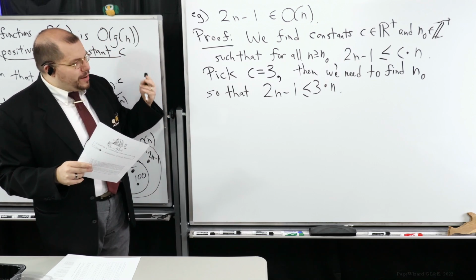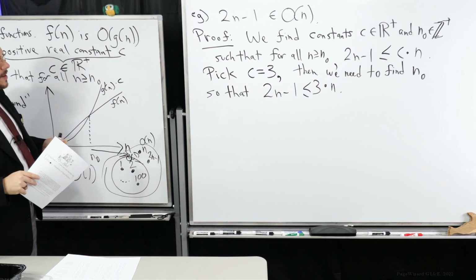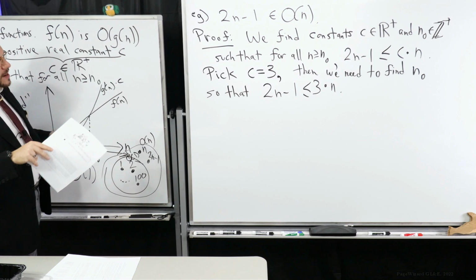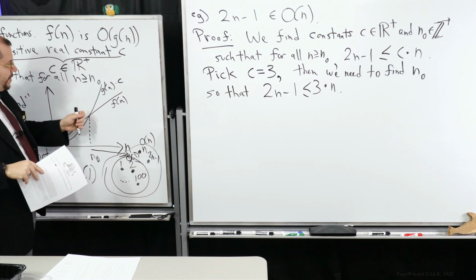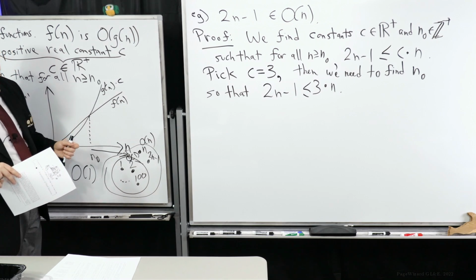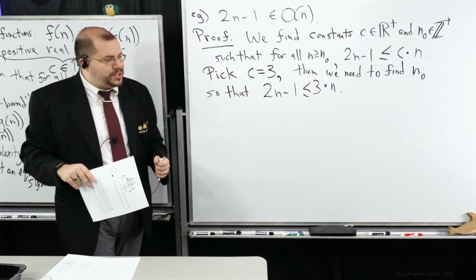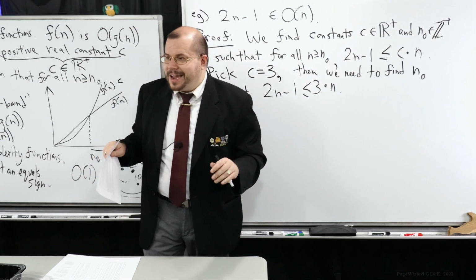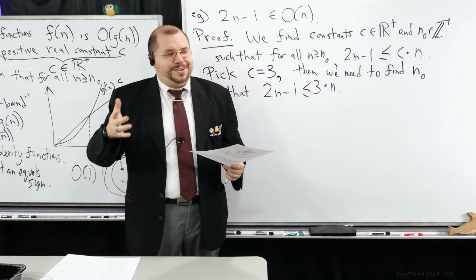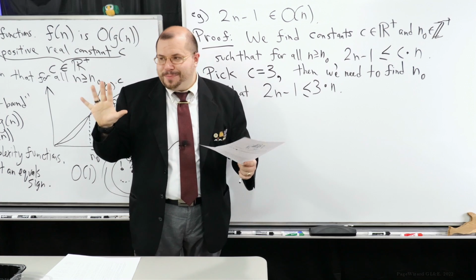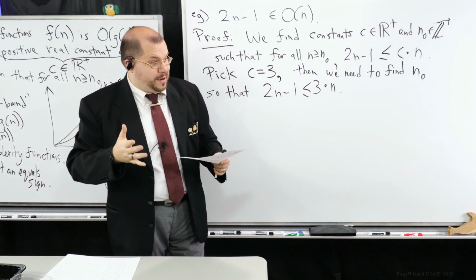Now I have to figure out, just like in my picture I had over here, I have 2 linear functions that I'm playing around with, right? I have to figure out where this n0 can be. Now remember, n0 is a positive integer. We can't just say, hey, I'm just going to make it 0. You can't make it 0 because 0 is not a positive integer. It starts at 1 and goes up.